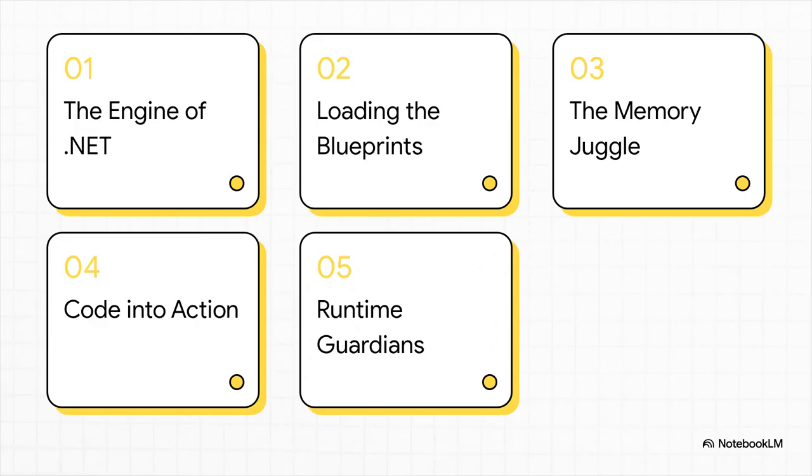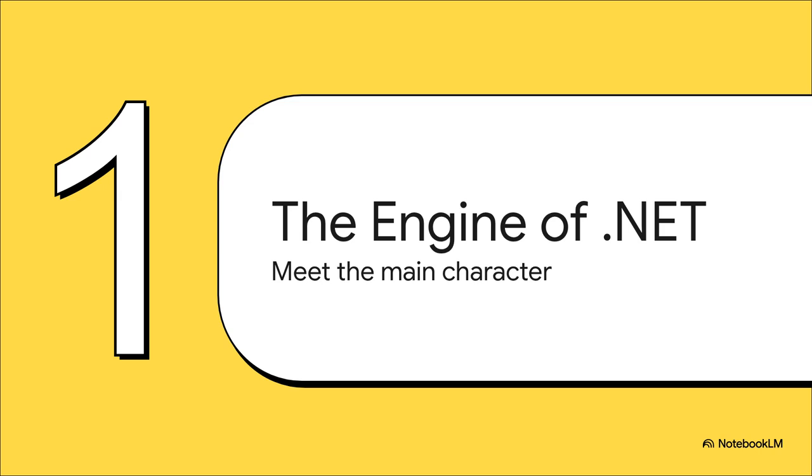So to really get this, we're going to follow a single piece of code on its entire journey. We'll start with the engine itself, then see how it loads the blueprints, juggles memory, turns that code into action, and finally how it's protected by some runtime guardians. Let's get into it.